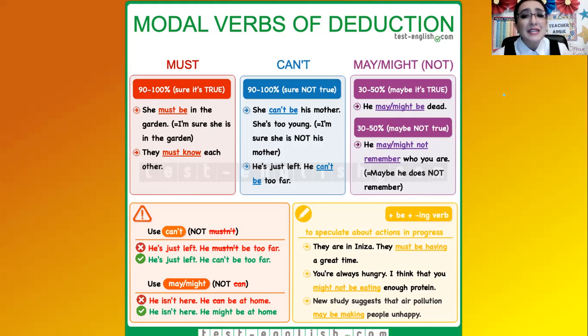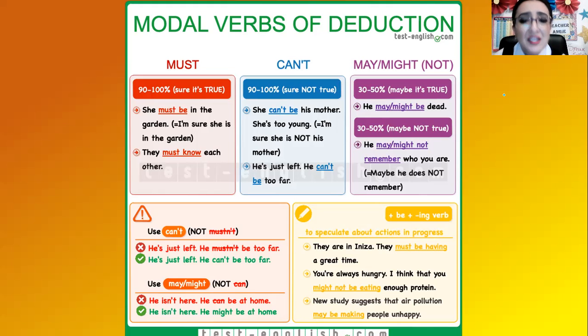Okay, she can't be his mother. She's too young. I'm sure she's not his mother. You are telling us that, okay? Because you can say, I speak English in a very good way. Yes, but what are we going to do with all these? Tell me, excellent. Must be. What other? They must know. Excellent. So can't is 90 to 100% that you are sure that it is not true.